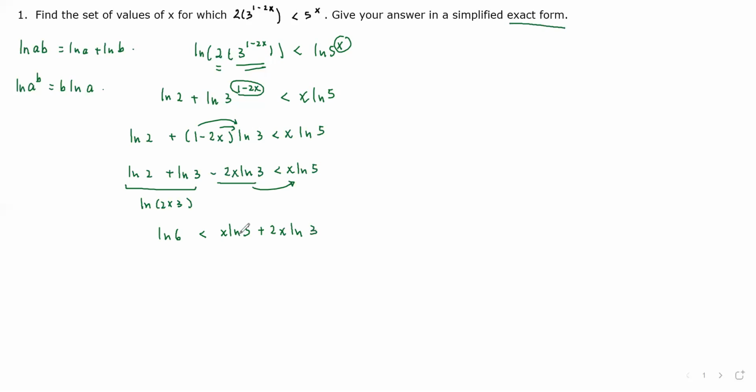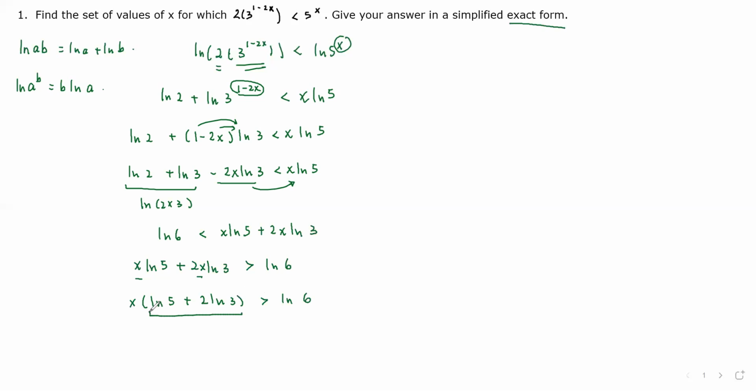We can actually write this in the other direction. It's more natural that way. x ln 5 plus 2x ln 3 is greater than ln 6. If you're flipping, you need to change the sign of the inequality. The sharp corner is just beside ln 6, and that has to be maintained. Then we can factor x, and we have x times ln 5 plus 2 ln 3, greater than ln 6.